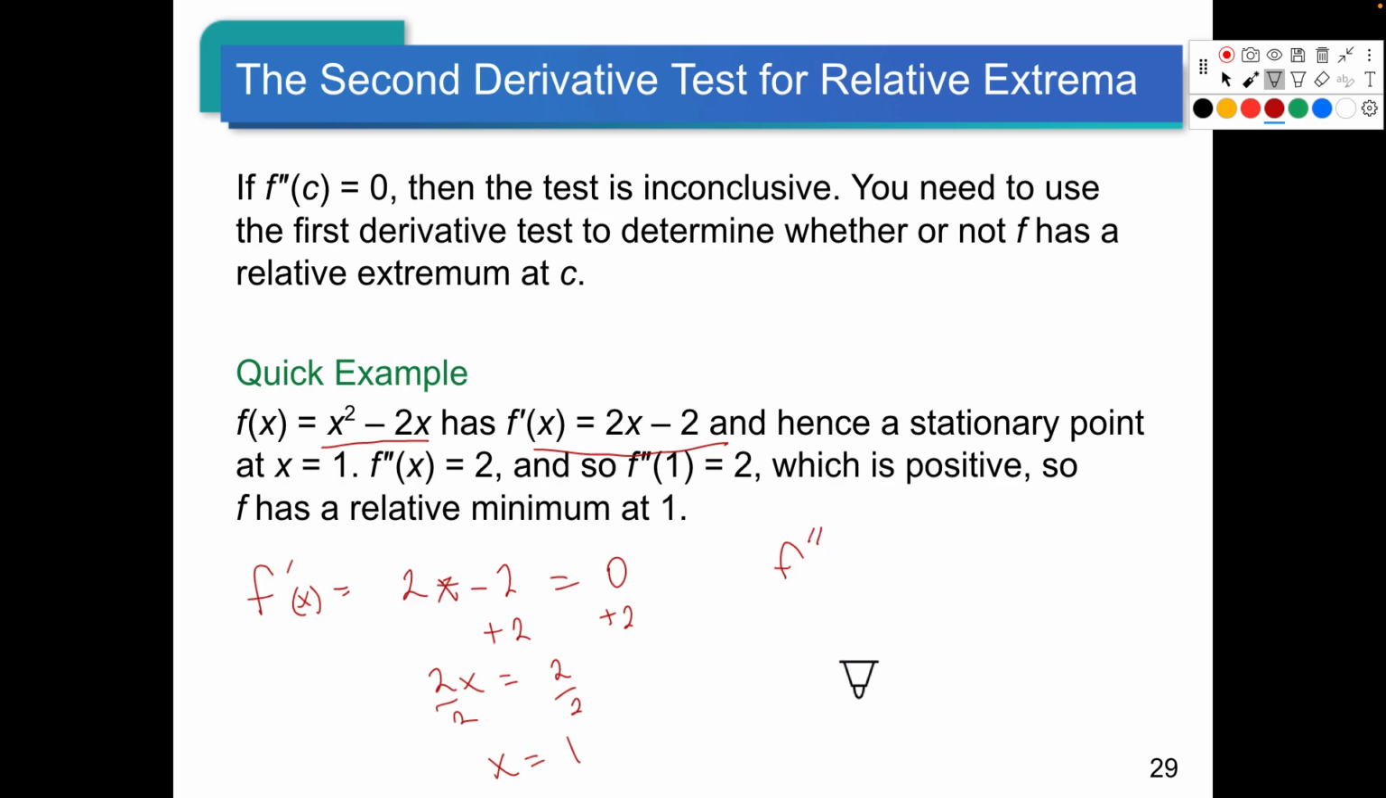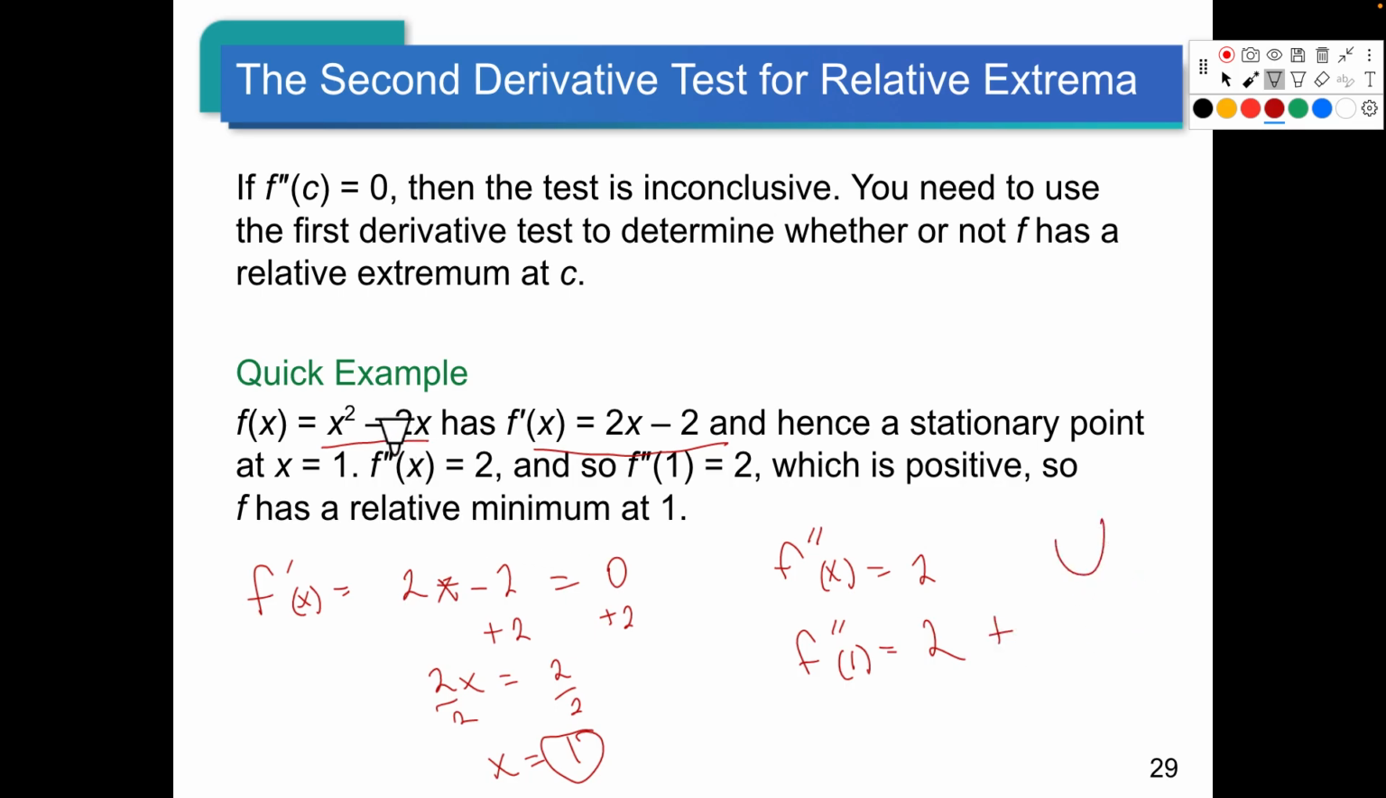Well, let's take the second derivative. If this is the first derivative, what is the second derivative? 2x, its derivative is 2. Derivative of negative 2 is 0, so that's it. Since this is where I have a critical point, I plug in 1 to the second derivative, and what do I get? 2. It's a constant. Is 2 positive? Yes, it is. So positive means it is concave up.